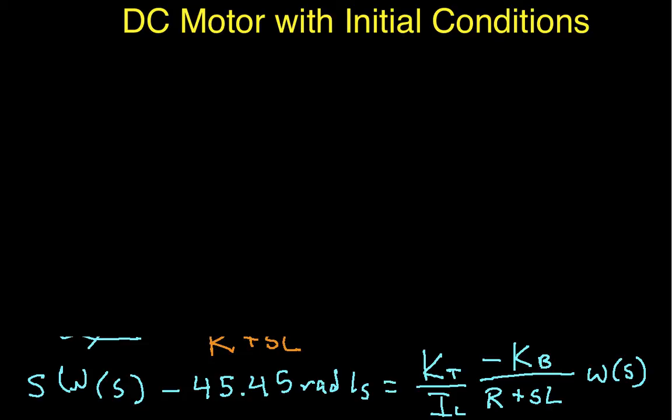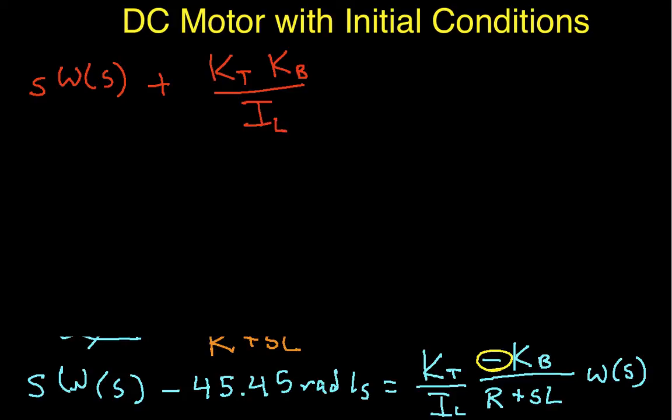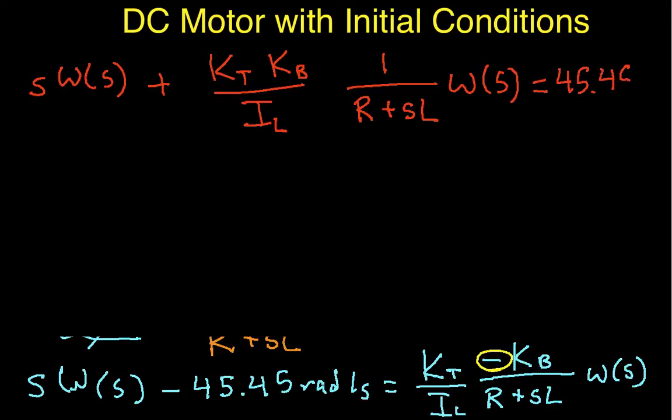I think the obvious first thing to do is get all the terms with omega of s on one side of the equal sign and all the terms without omega of s on the other side. I've got this negative sign in front of this term. So basically, I can write this as s omega of s plus kt times kb over Il times 1 over r plus sl times omega of s, and that's equal to 45.45 radians per second.